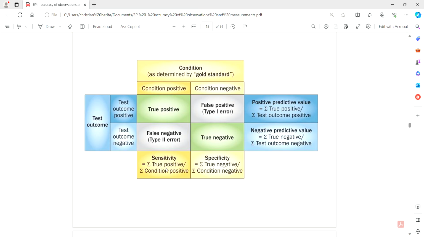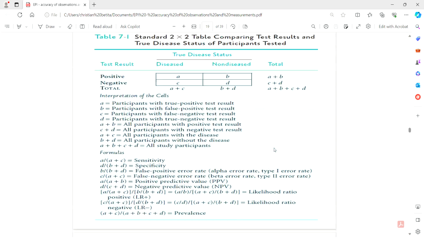Sensitivity is simply your true positive all over true positive plus false negative. Specificity is true negative all over true negative plus false positive. PPV is simply your true positive all over true positive plus false positive. And NPV is your true negative all over true negative plus false negative. Okay? So it's that simple. Okay, so this is that again. So prevalence is simply all of this, so A plus B plus C plus D.